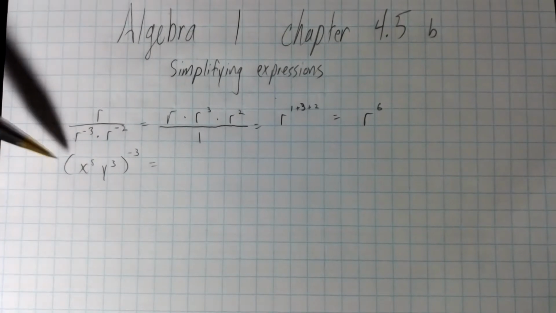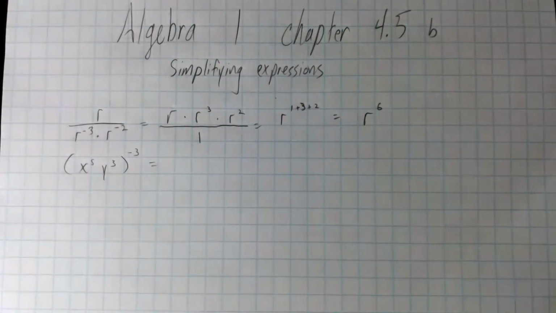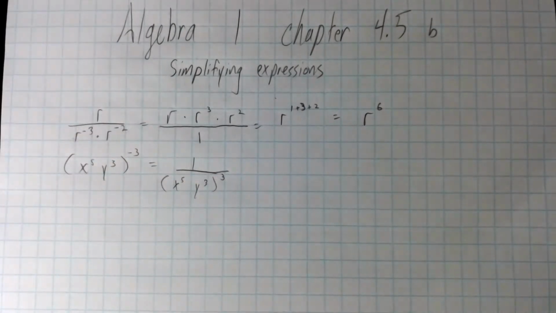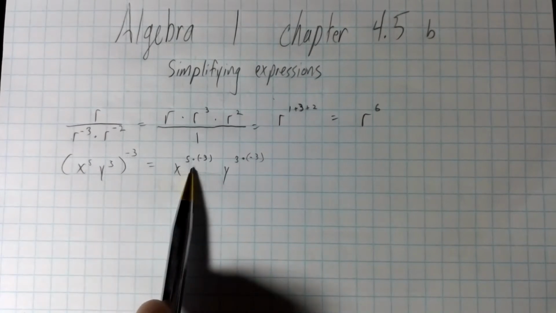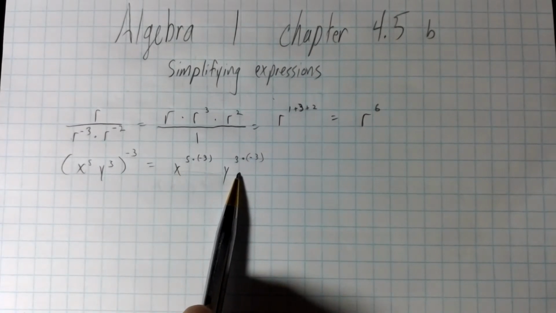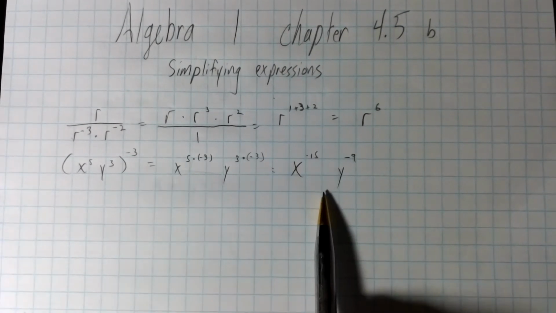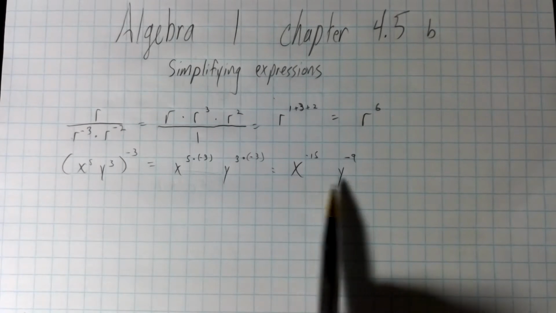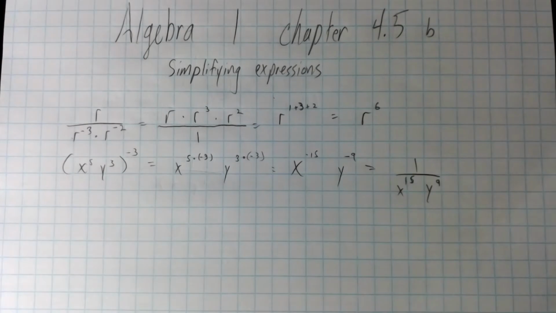Here's our next problem, x to the fifth times y to the third, all of that to the negative third power. There are a few ways we could choose to do this. You could start by flipping everything and changing the sign of the negative third. Or you could distribute the negative 3, as I've done here. I think I prefer the other way, but I'll keep going with this, which will give me this, but I'm just going to end up flipping both of these. This is x to the negative 15th, y to the negative 9th. So here's my final answer, 1 divided by x to the 15th times y to the 9th.